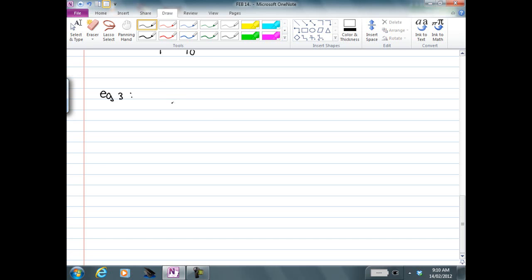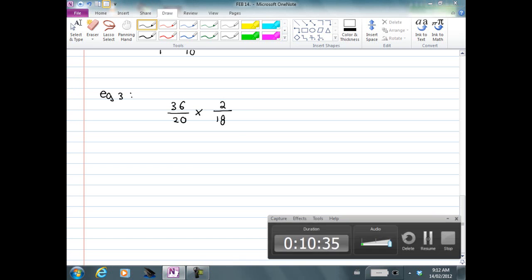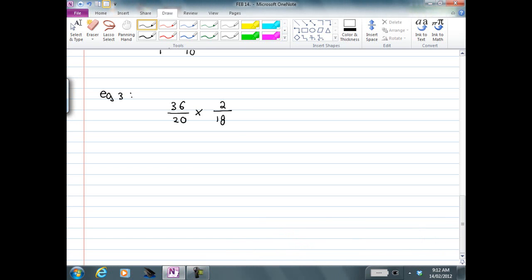This is going to be 36 over 20 times 18 over 2. If you try to multiply straight across right away, it's going to be extremely hard. Guys and gals, before I start, again, remember, start up and down right away. And I just played the game. What number can divide up and down?